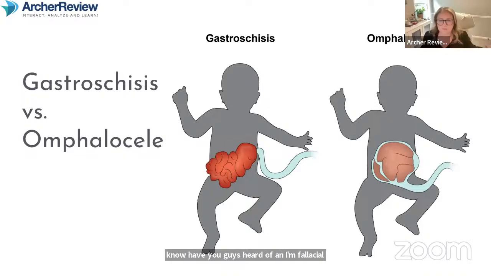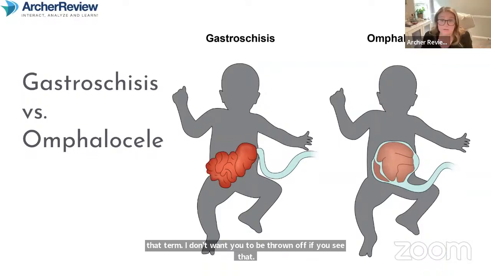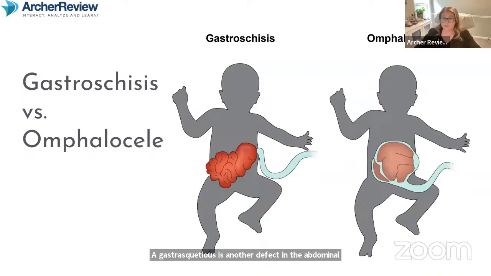I'm not going to make you listen to me talk all the live long day about a gastroschisis because it's very, very similar. But I need you to know that term. I don't want you to be thrown off if you see that. A gastroschisis is another defect in the abdominal wall where organs come out, but this time it's only the intestines. Remember the omphalocele, we had all sorts of things coming out there. You could have the pancreas, the spleen, the stomach, the intestines, and they were inside of that peritoneal sac.